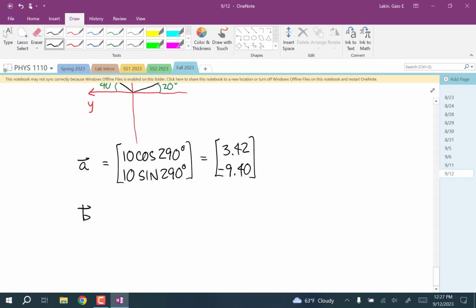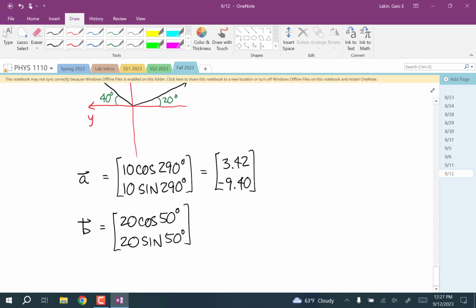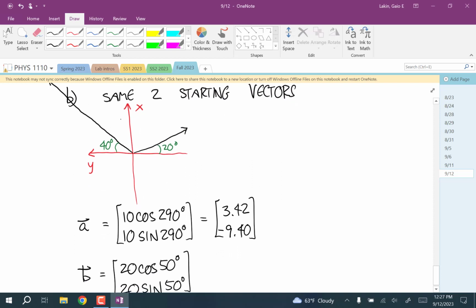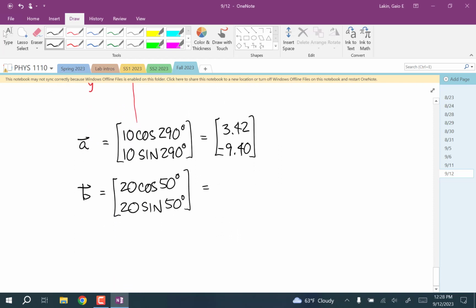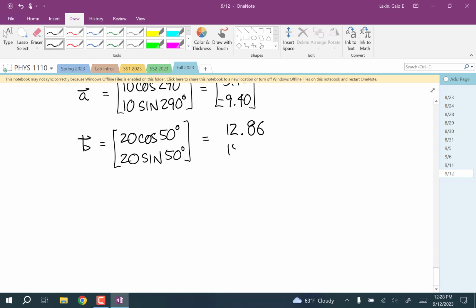So B is equal to 20 times cosine of 50, 20 times sine of 50, and this time you get 12.86, and then positive 15.32, right? Yes.